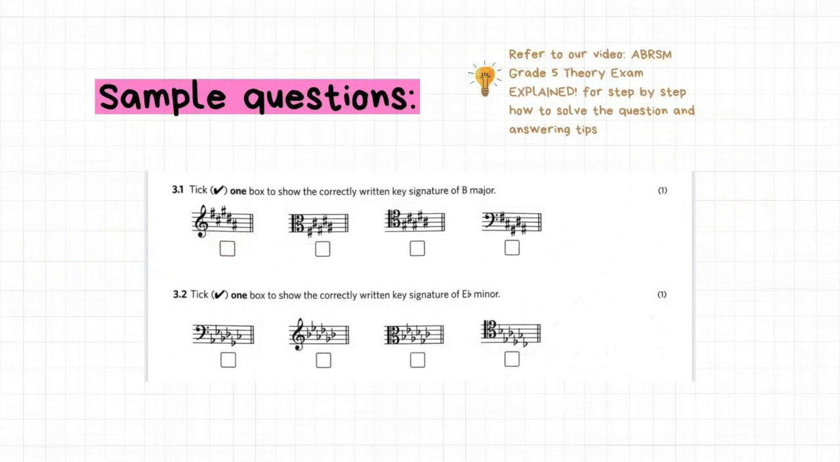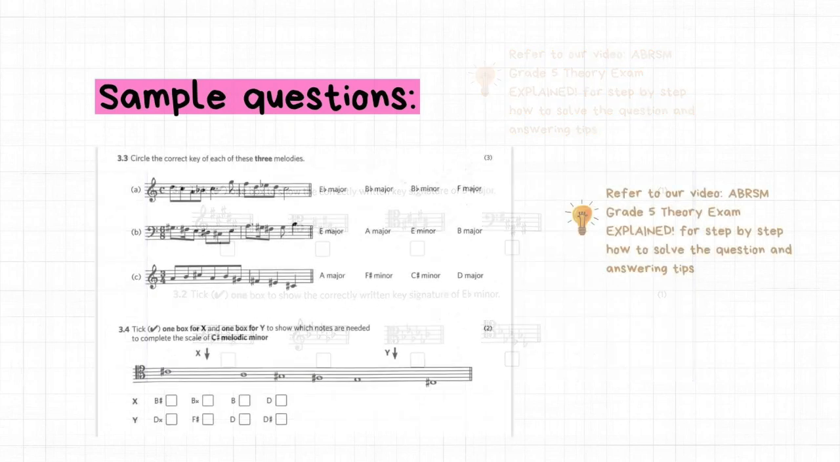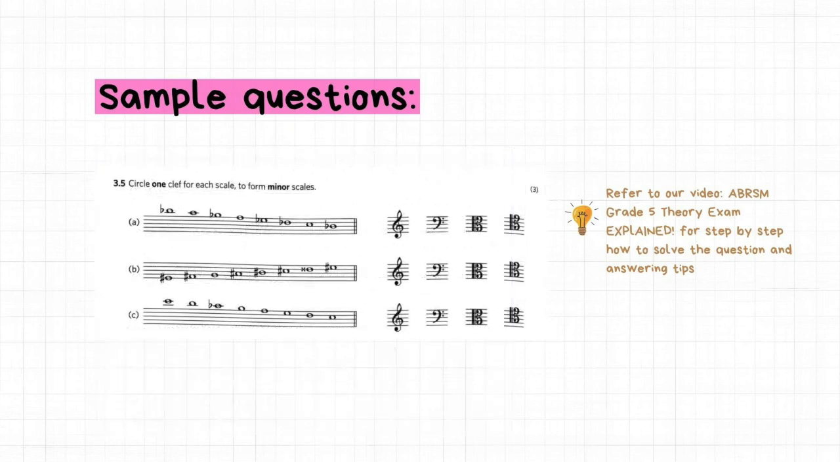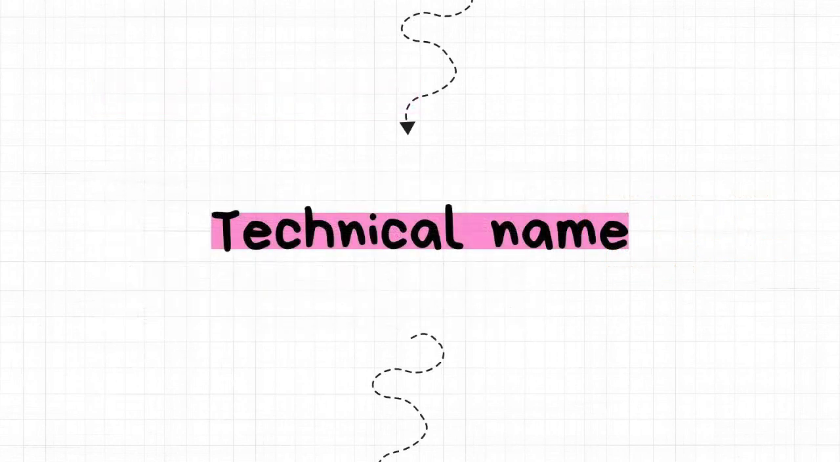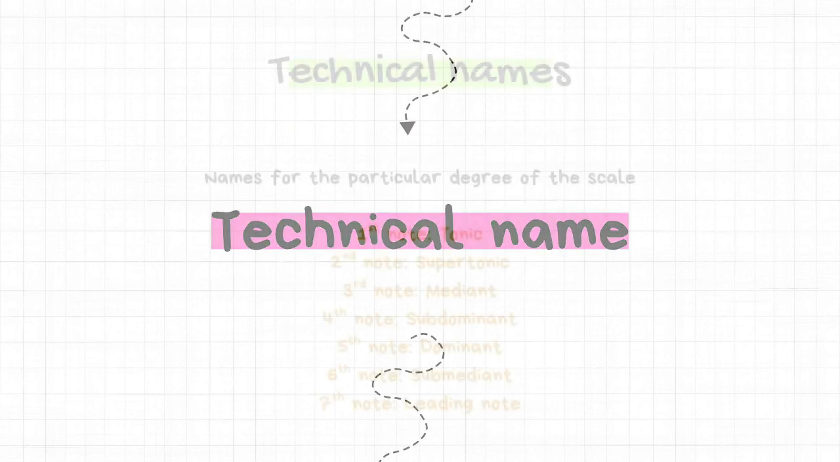Here are some sample questions involving the major, minor, and key signatures. You may refer to our video ABRSM Grade 5 Theory Exam Explained for a step-by-step how to solve the questions and answering tips. The video link can be found in the description box. The next part will be technical name.